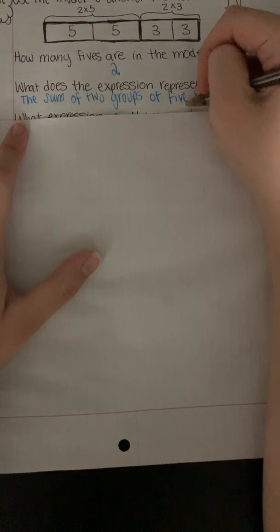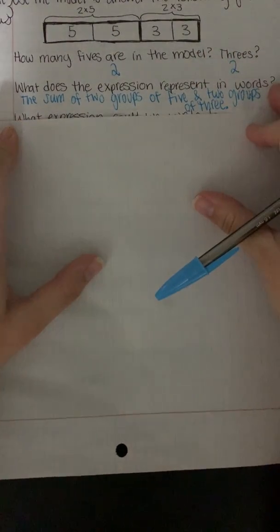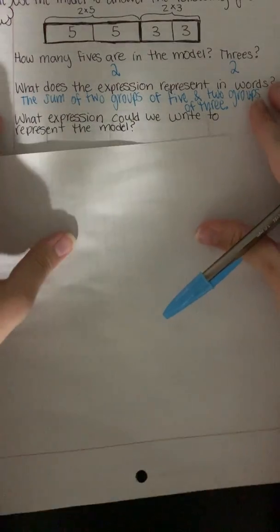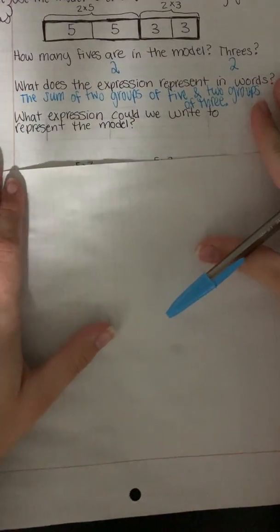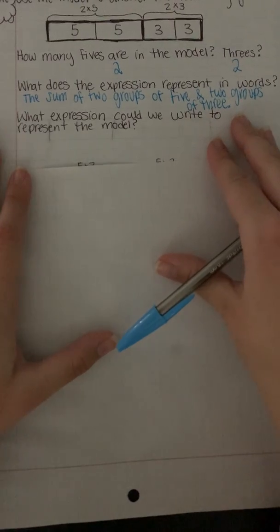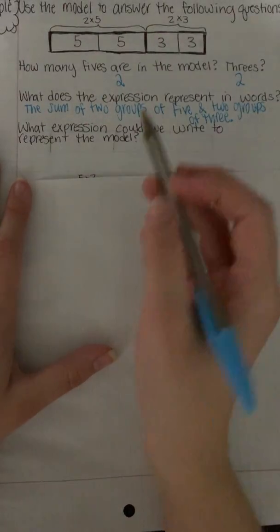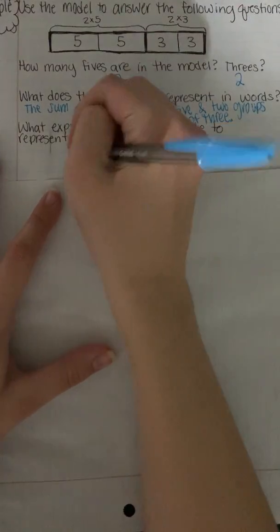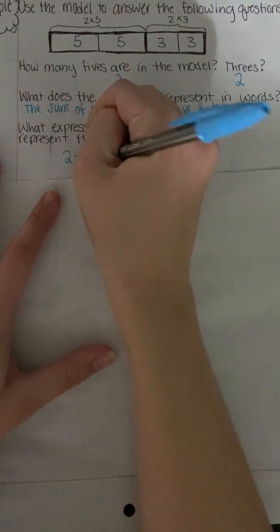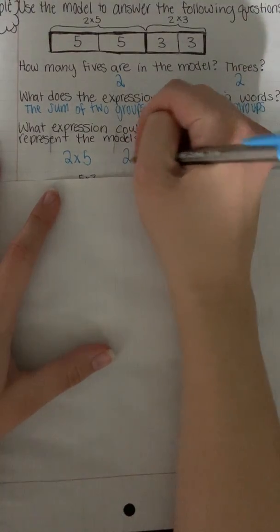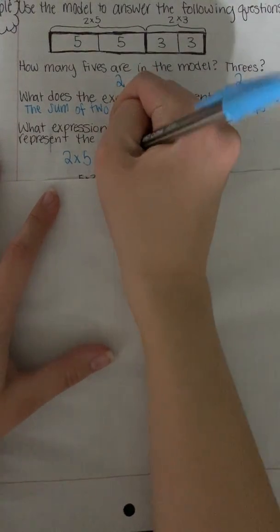Two groups of 3. Okay. And so an expression that we could use to write that out, and we kind of see it reflected up here, would be 2 times 5, 2 times 3, and I'm adding them together.